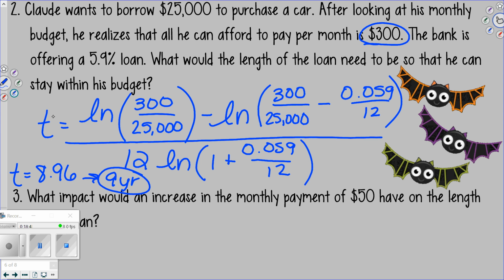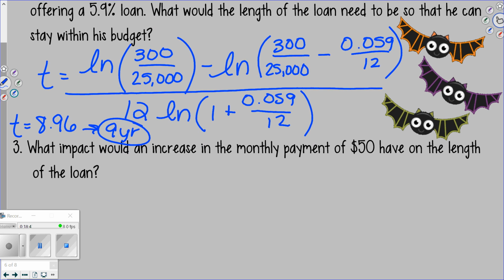Okay. Number 3, what impact would an increase in the monthly payment of $50 have on the length of the loan? Now, do you really have to go back and type that all in all over again? Just change it. The only thing you need to change, instead of 300, we're going to make it 350. So you just need to go back and then 2 spots, change it to 350.